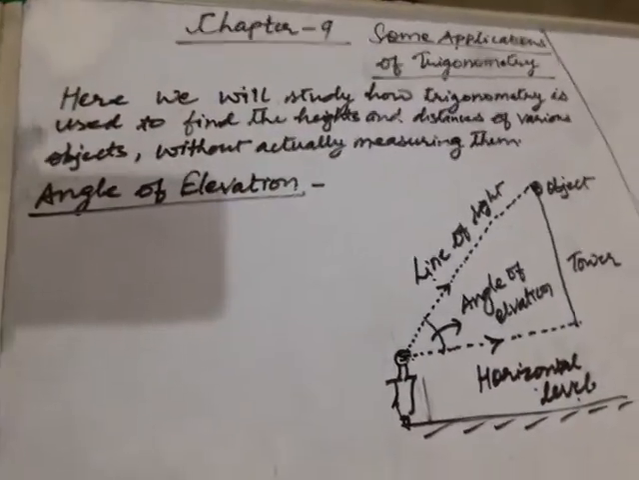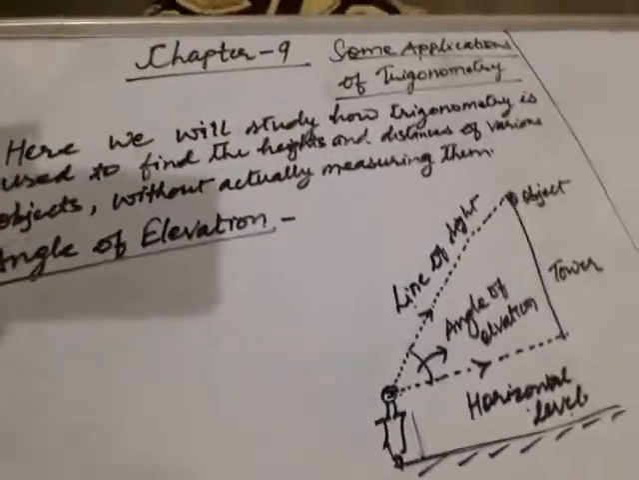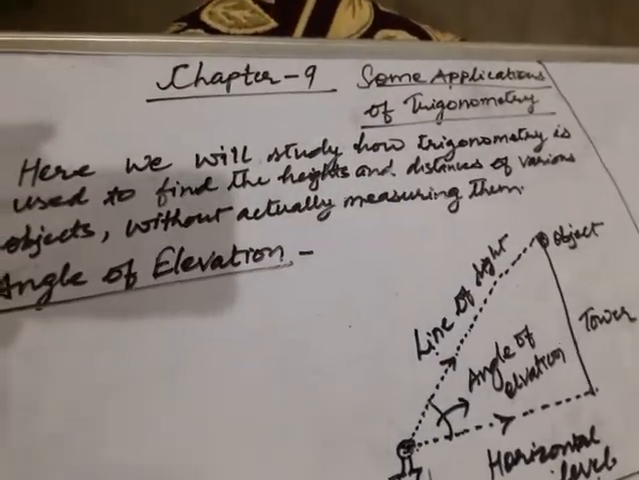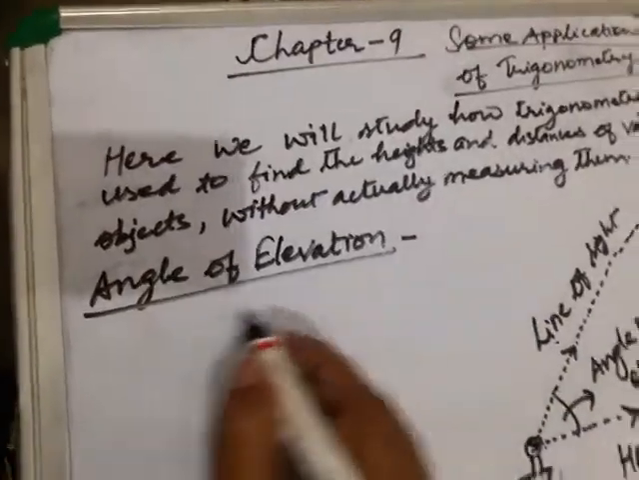Okay children, now the next thing is, let us write the definition of the angle of elevation. Let us write it down. It is given in your book, that is called the angle of elevation. What is this?